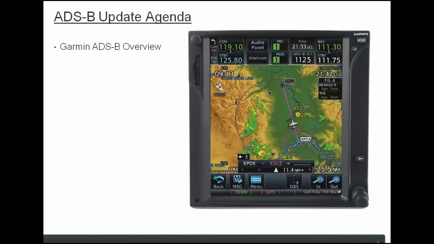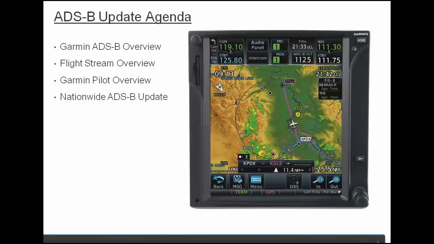All right, let's talk about what we're going to do today. We're going to review what we have to offer as Garmin for ADS-B. We're going to talk about the FlightStream just a little bit. I know we did a webinar right before Oshkosh, but we'll do a quick update on that. We'll talk about Garmin Pilot a little bit. The FlightStream product utilizes the Garmin Pilot app, and I know several of you may not use this app, so we want to give you just a little highlight on what this app is and how well it works. We're also going to do an update on ADS-B nationwide, on what's going on in the United States, as well as we're going to look through the world on what's going on with ADS-B.